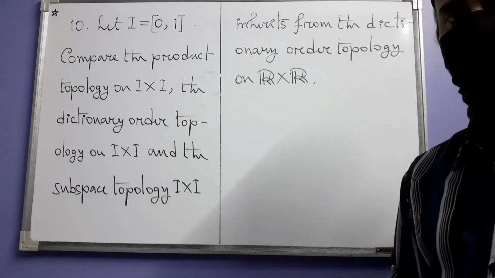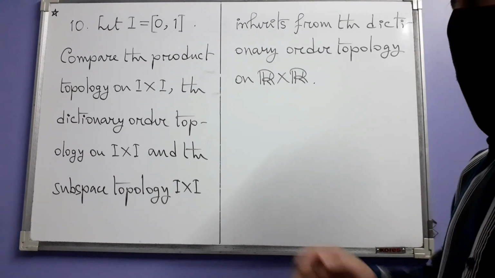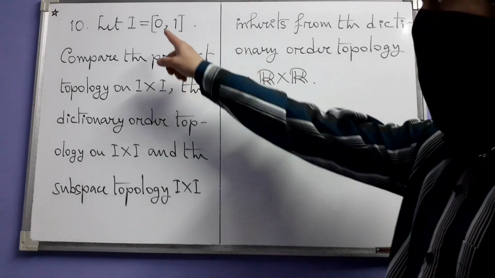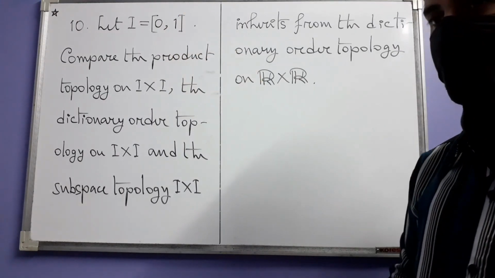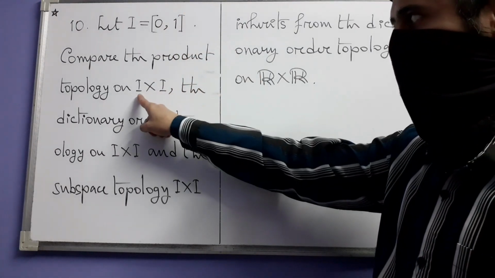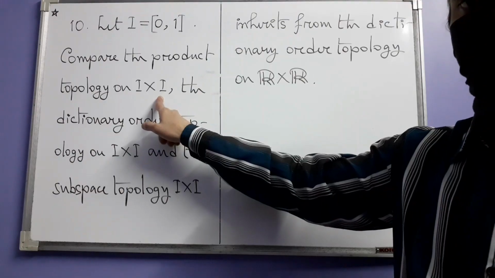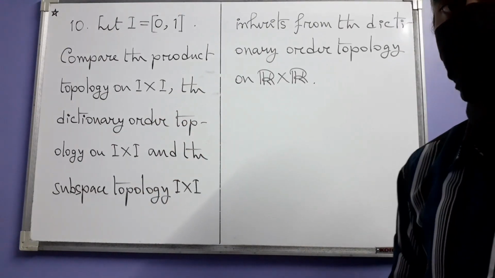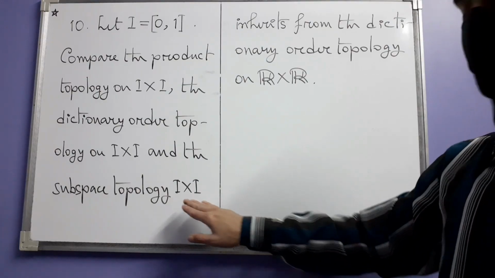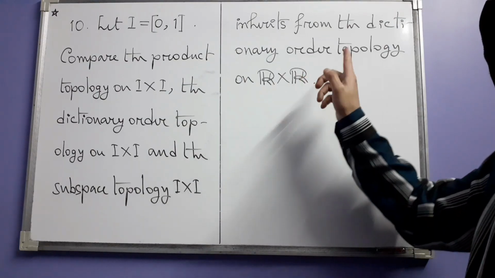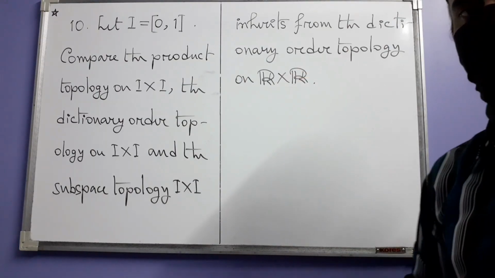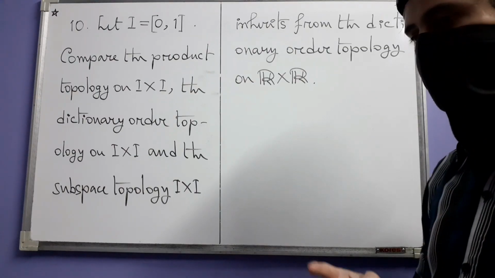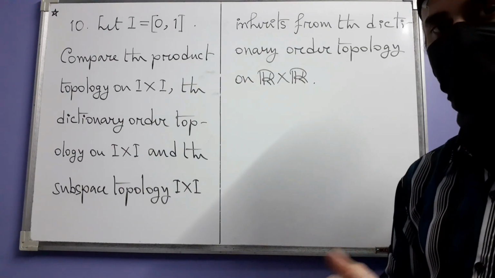And finally, we have come to the last exercise of this section, number 10. Let I be the closed interval [0, 1]. We have to compare the product topology on this Cartesian product of I with itself, the dictionary order topology on I times I, and the subspace topology that I times I inherits from the dictionary order topology on R times R. That means we have to compare three topologies with one another.